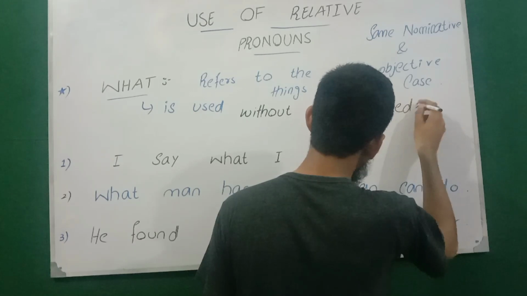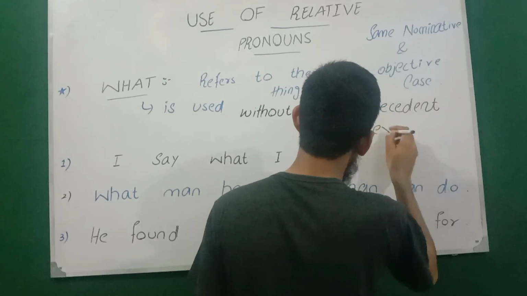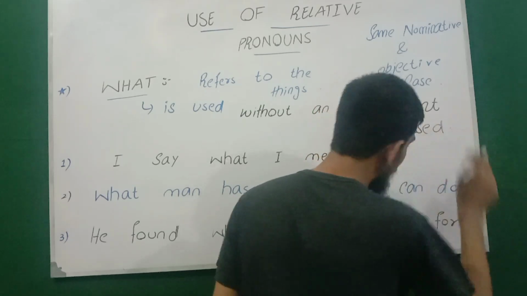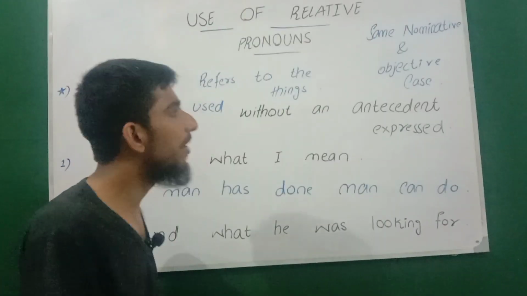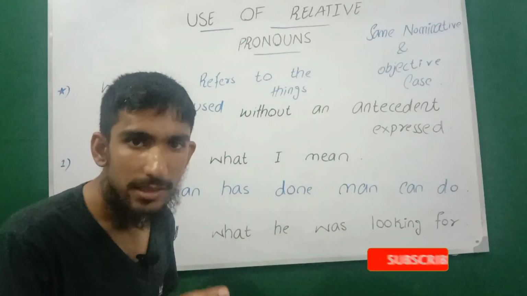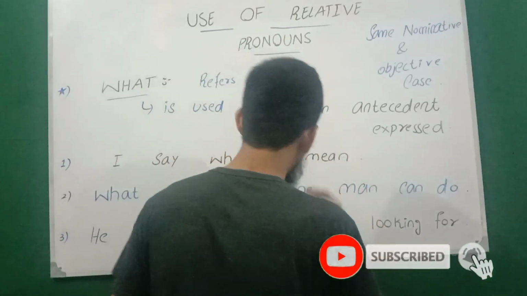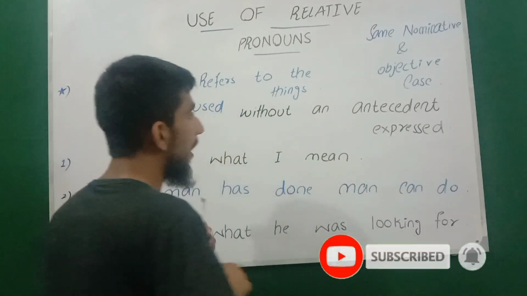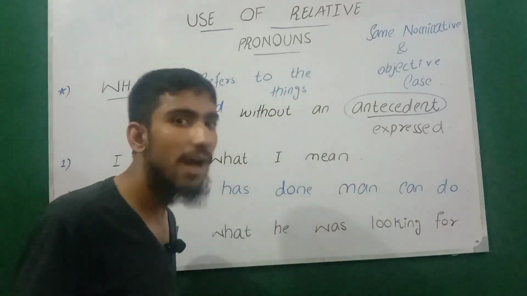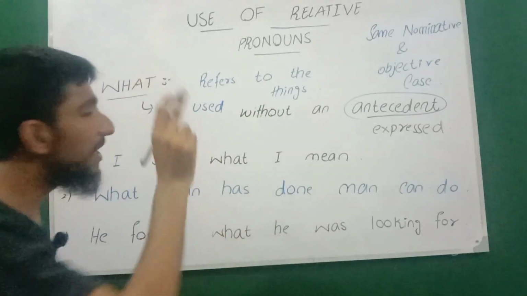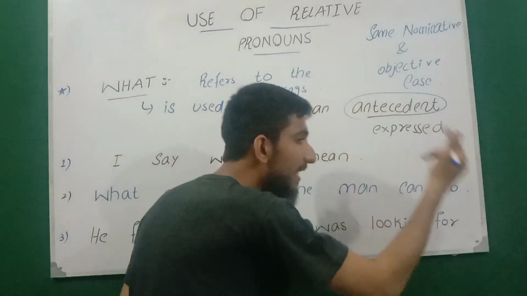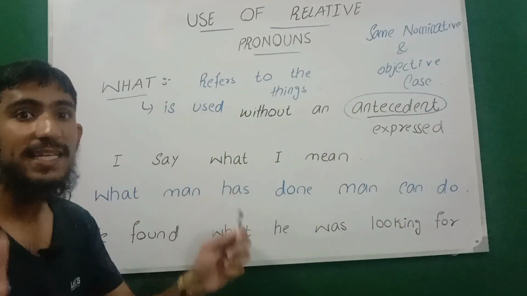Antecedent. Hope you guys understand about antecedent expressed. There will be no antecedent when we are using the relative pronoun what in English grammar. I mentioned earlier that a noun or pronoun mentioned previously in a sentence is called an antecedent in English grammar. The strange thing about what, which is a relative pronoun, is that it is used without an antecedent expressed.